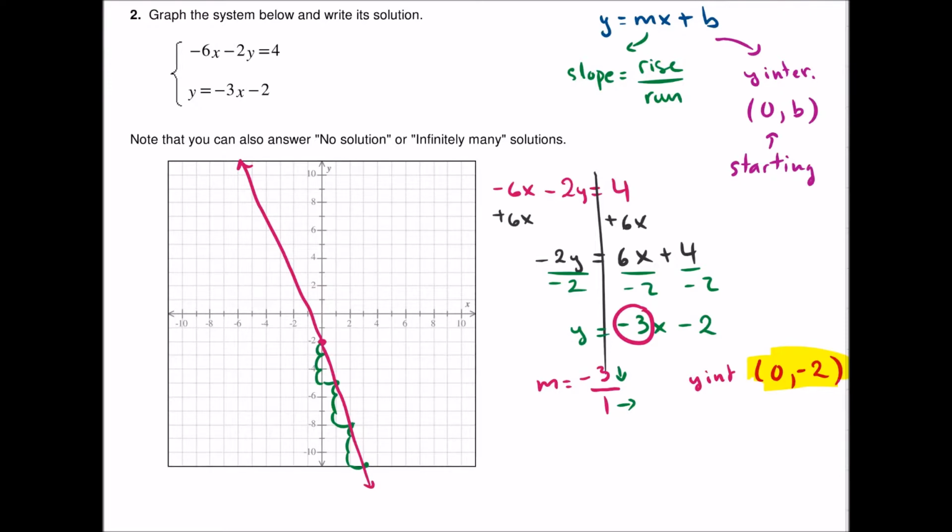The second equation, we have slope is the number in front of x, so it's negative 3 over 1. And the y-intercept is (0, -2). Don't forget to include the negative sign when you write down the y-intercept. So we're going to start at (0, -2) and go down 3 over 1, down 3 over 1, down 3 over 1. So there are two lines on top of each other.